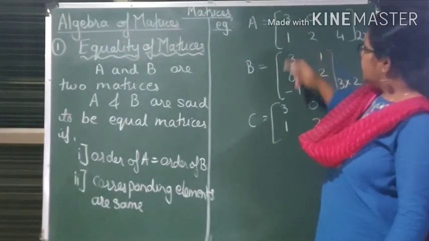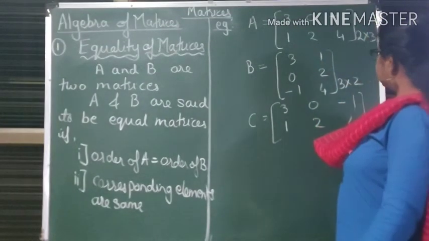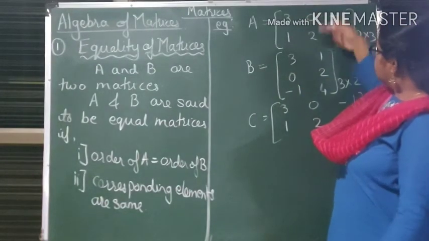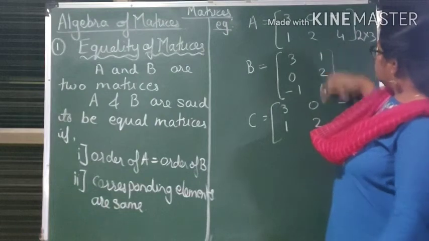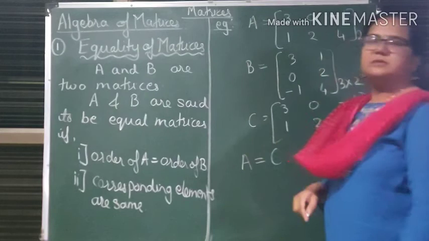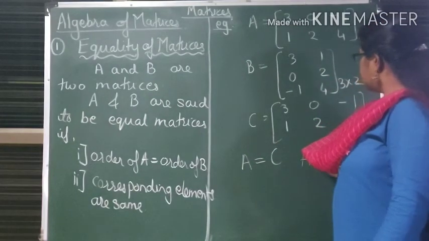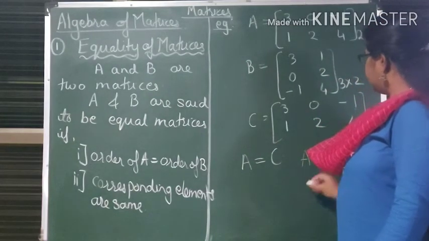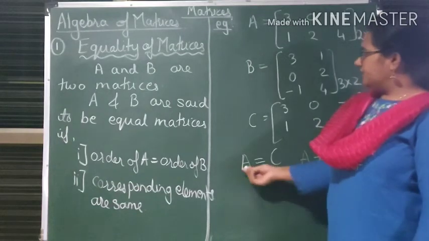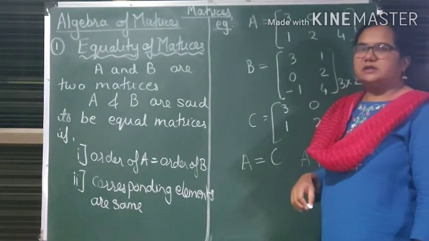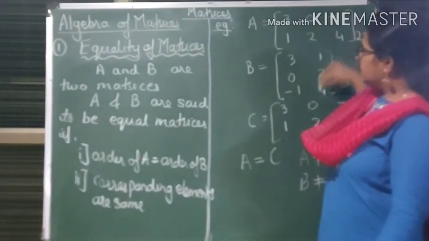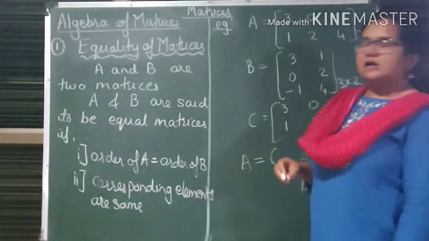Now when you take A and C, even if the order is the same, you have to check the corresponding elements. See, first element 3, 0, minus 1, 1, 2, 4. So A is equal to C. A is not equal to B. Then B is also not equal to C, but A is equal to C. Here, what is equality? After checking the order, you have to check whether the corresponding elements are equal.